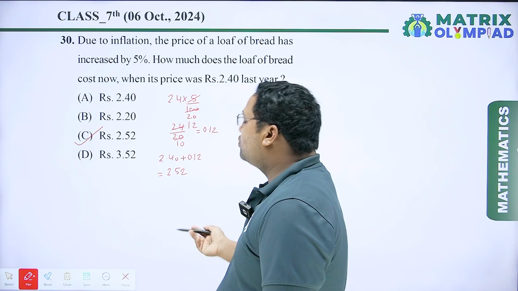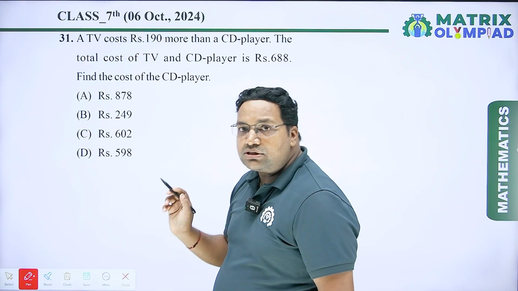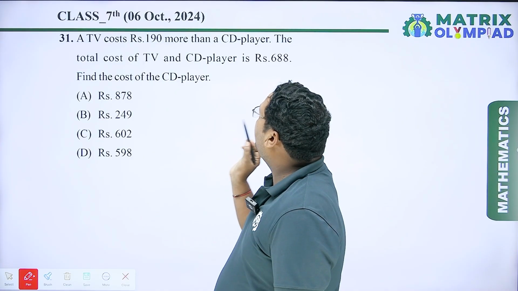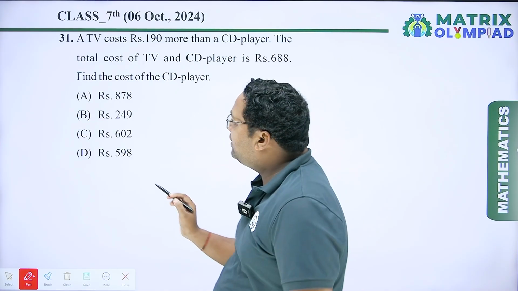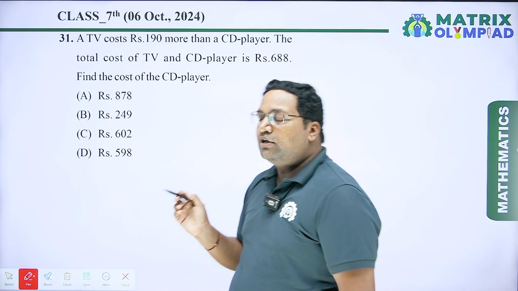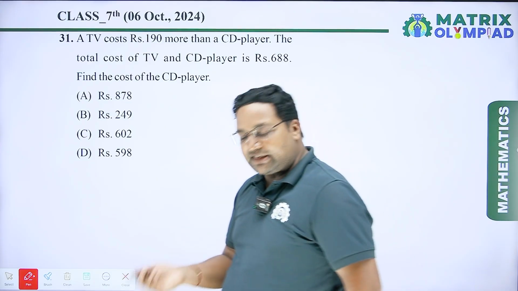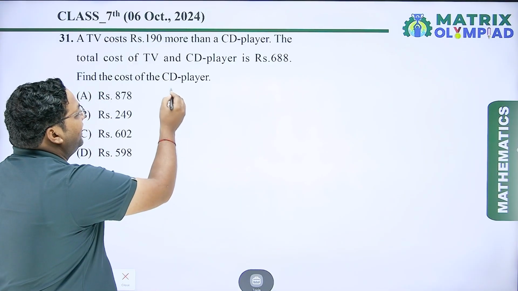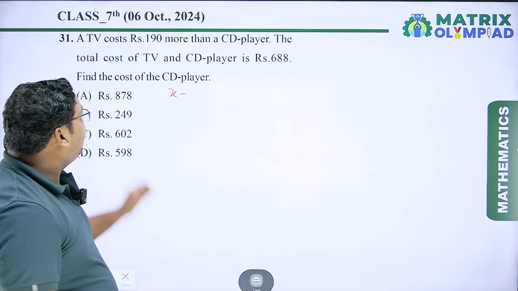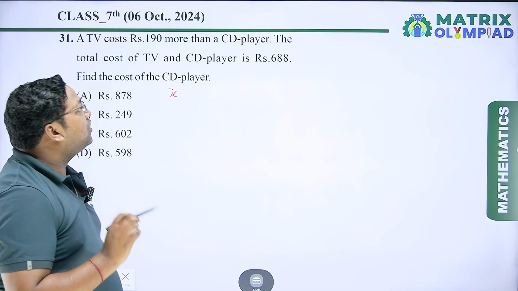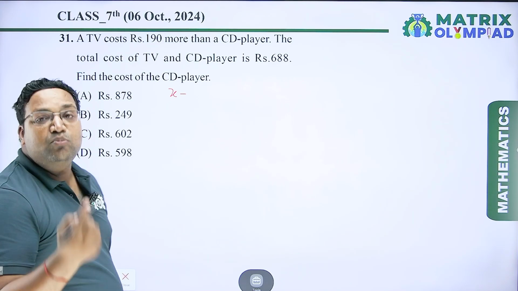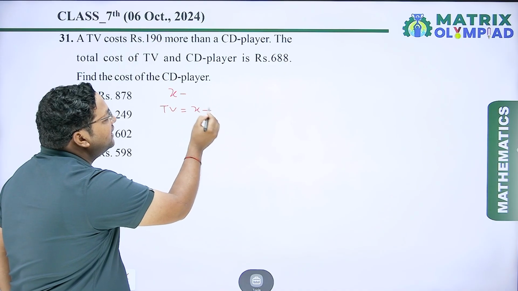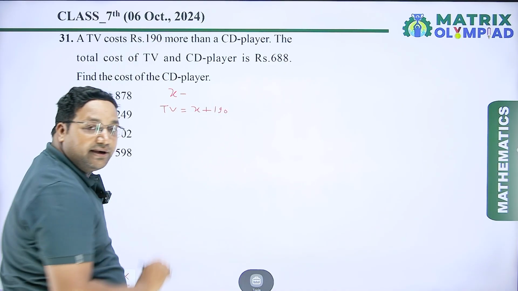So total amount is 2.52. Next question: a TV costs rupees 190 more than a CD player. The total cost of a TV and a CD player is rupees 688. Find the cost of the CD player. So we have to calculate the cost of the CD player. First we have to assume that the cost of the CD player is x. And in this question it is given that a TV costs rupees 190 more than a CD player. So the cost of the TV set is x plus 190.